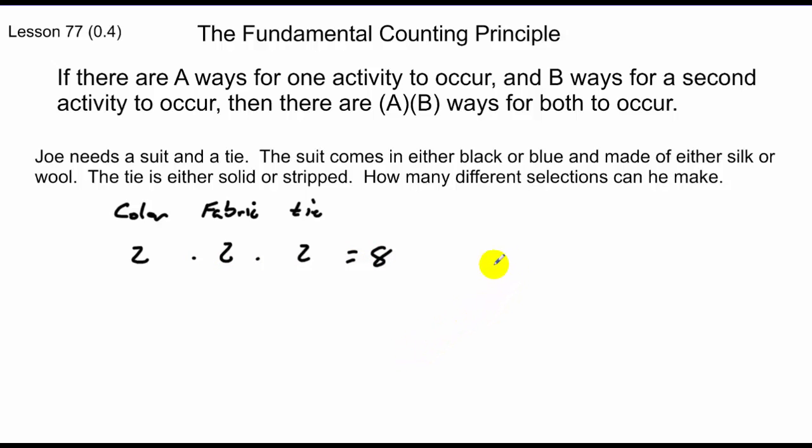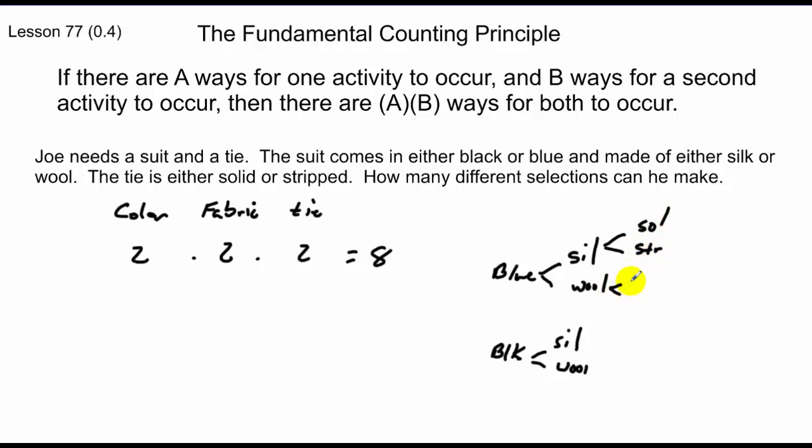Another way to do this is to do a diagram where you have a blue suit or a black suit, and then off of that I could wear a blue suit and either a silk or a wool, and a silk or a wool, and then from that blue silk suit I could either go solid or stripe, solid or stripe, solid or stripe, and then solid or stripe.